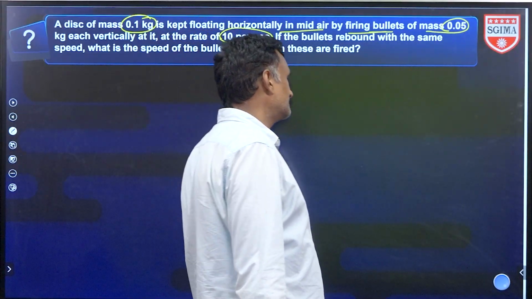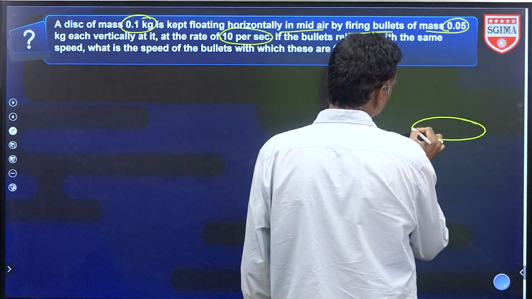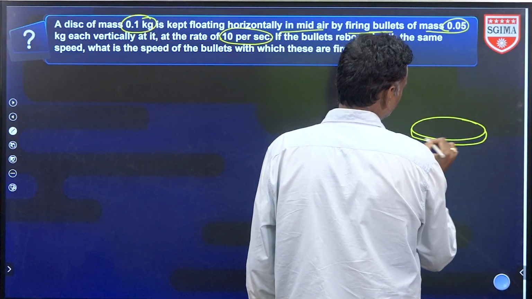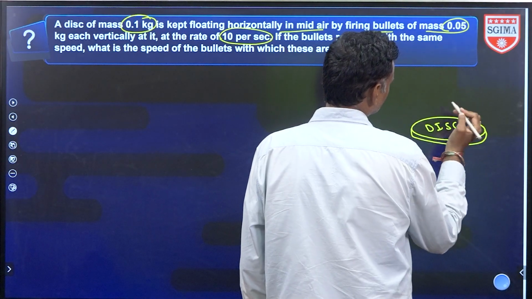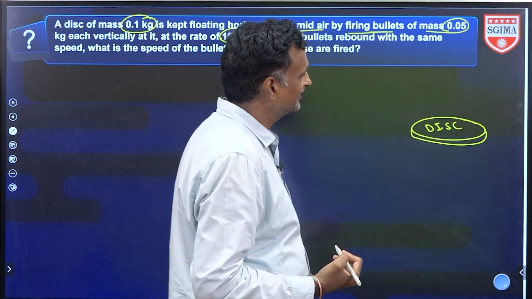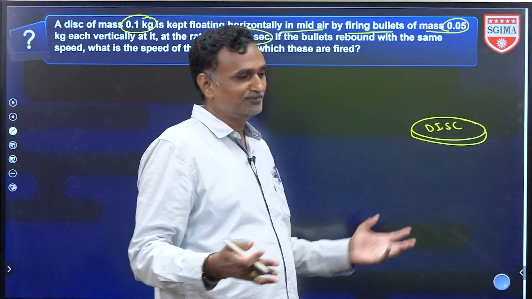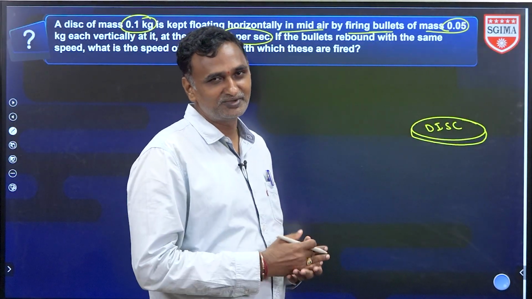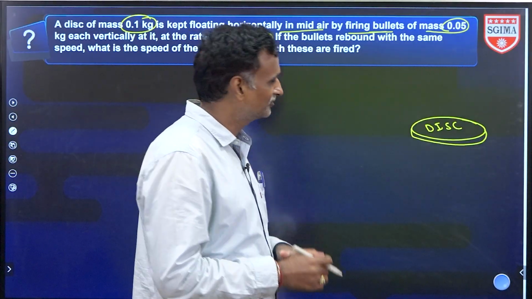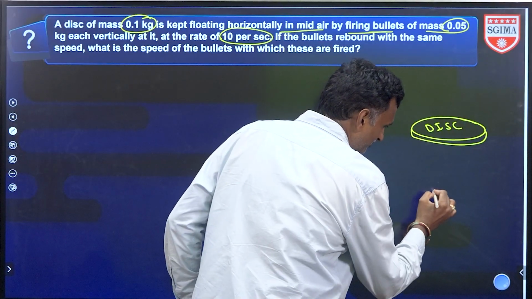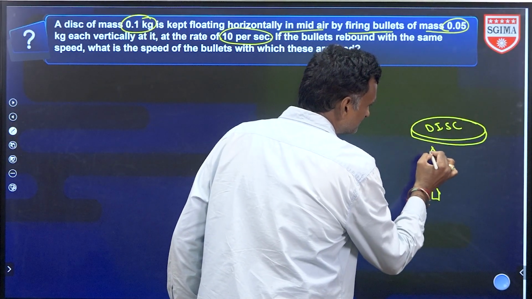So let us take the concept first. It is a disc. This disc is kept floating in mid-air. Generally, if we do magic and make it float, that is not possible. So how is it able to float in mid-air? By striking it with bullets. It is fired with bullets here.